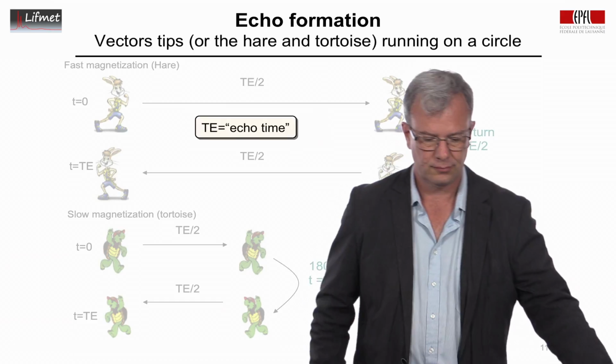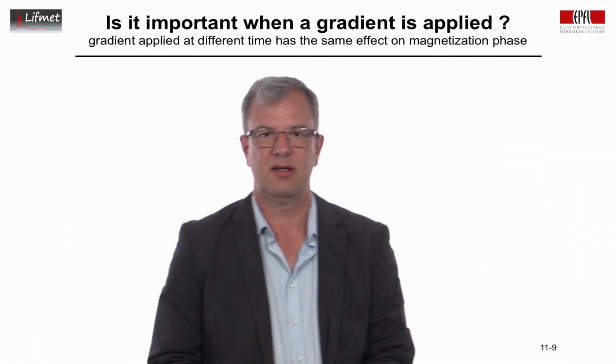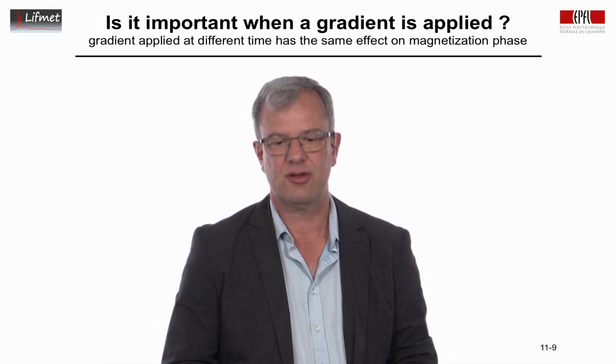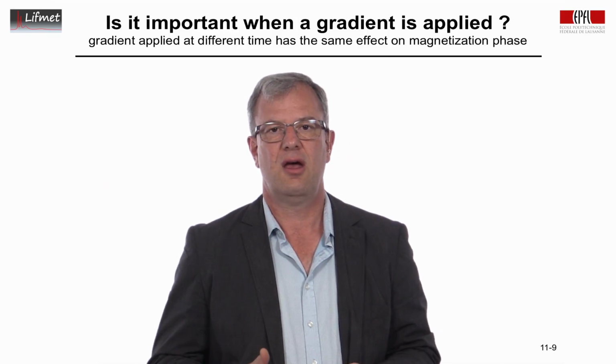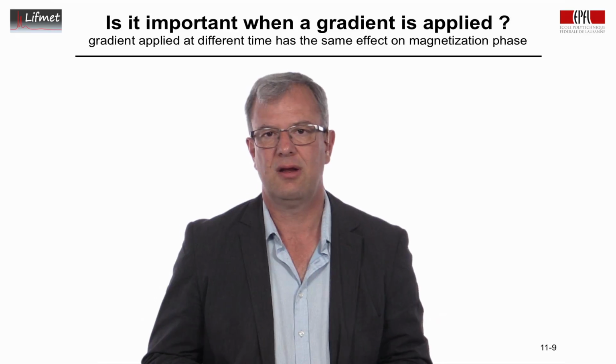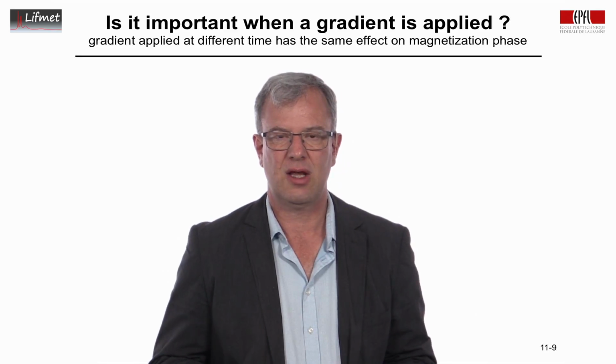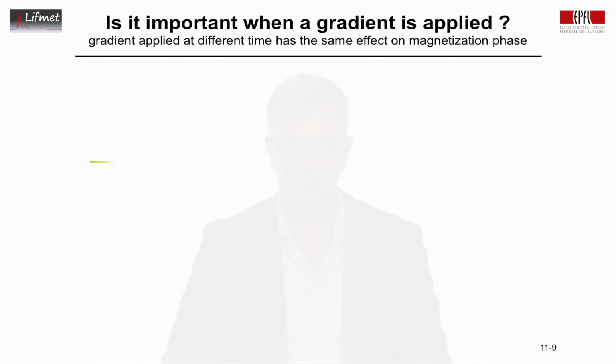To understand better the diagrams I'm going to be showing from after this slide, I have to address one question, and that is: is it important when exactly a gradient is being applied? What is its influence on the signal when the gradient is being applied? We'll consider here an experiment where we have a gradient along x. It goes from negative to positive.